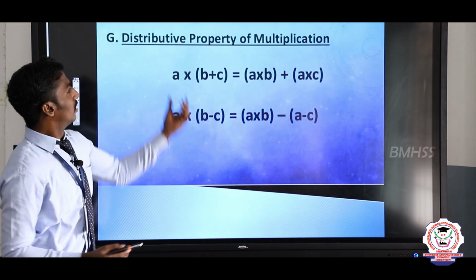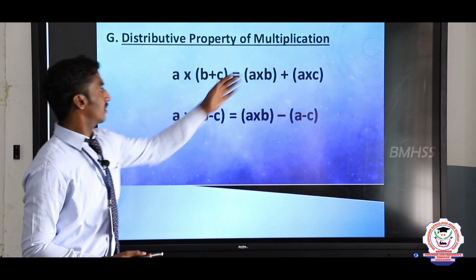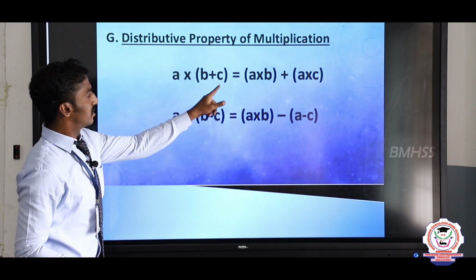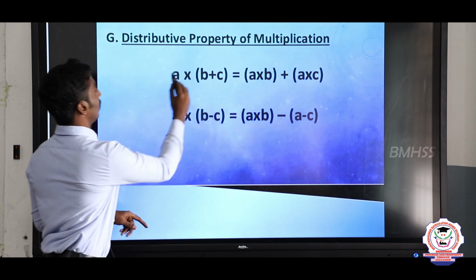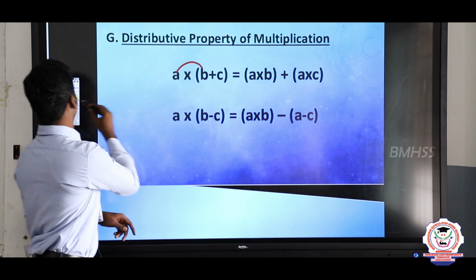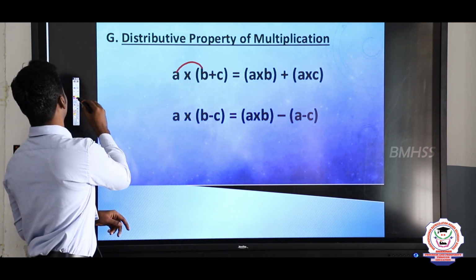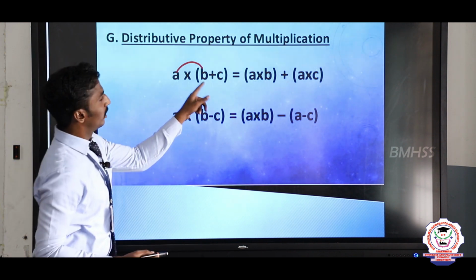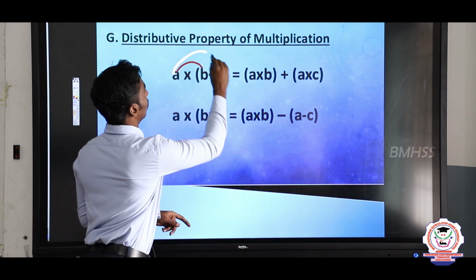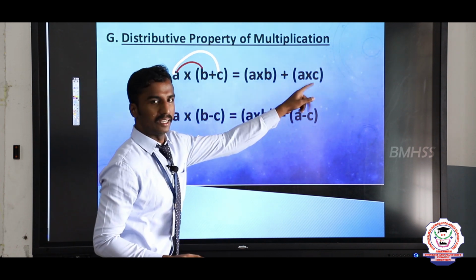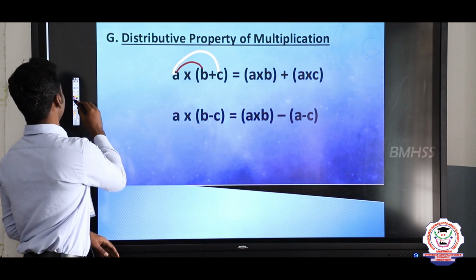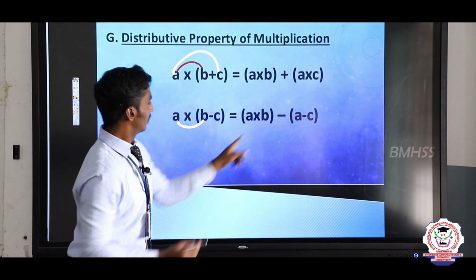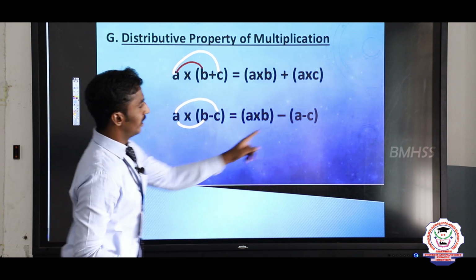Next one, distributive property of multiplication. First one, A into (B plus C) equals A into B plus A into C. Next one, A into (B minus C) equals A into B minus A into C.